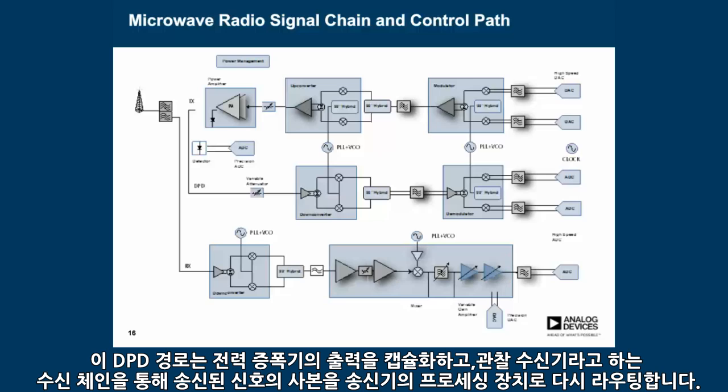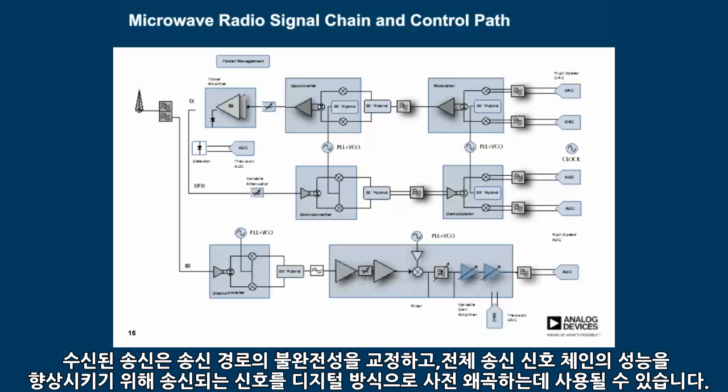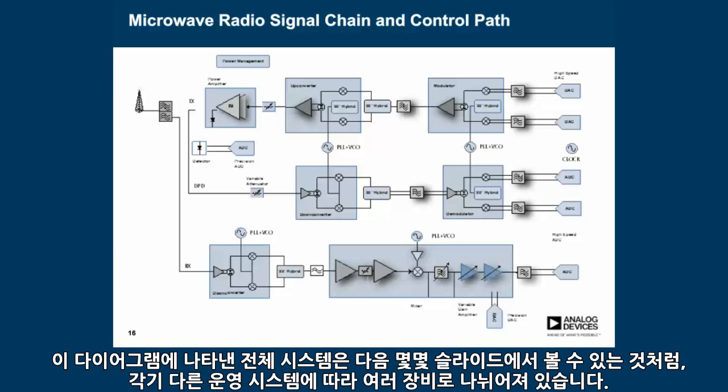This DPD path taps the output of the power amplifier and routes a copy of the transmitted signal back to the transmitter's processing unit through a receive chain that is sometimes called an observation receiver. The received transmission can then be used to digitally pre-distort the signal being transmitted in order to correct for imperfections in the transmit path and improve the overall transmit signal chain performance. The full system shown in this diagram is sometimes broken up into different equipment pieces in different operator systems, as we will see in the next few slides.